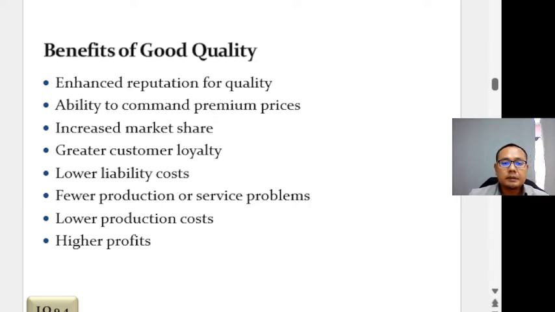So as you can see from here, some of the benefits of good quality. Business organizations with good or excellent quality typically benefit in a variety of ways: enhanced reputation for quality, the ability to command premium prices and increase market share, greater customer loyalty, lower liability costs, and fewer production or service problems, which yield higher productivity, fewer complaints from customers, lower production cost, and higher profit. You can see this gives all of these benefits of quality.